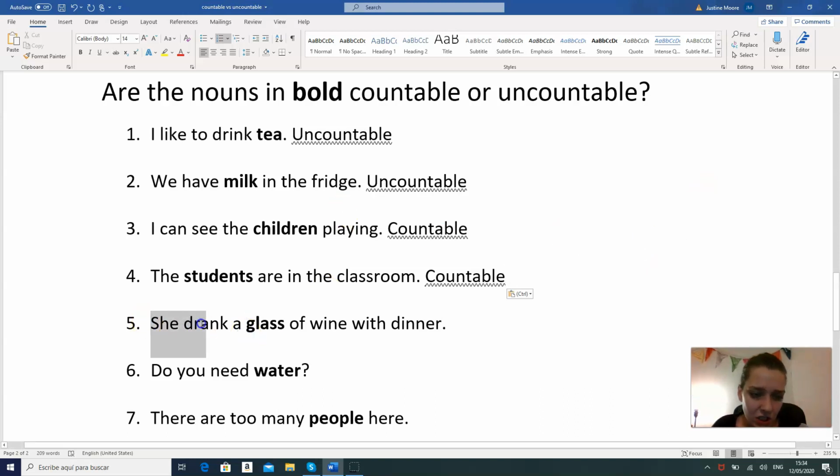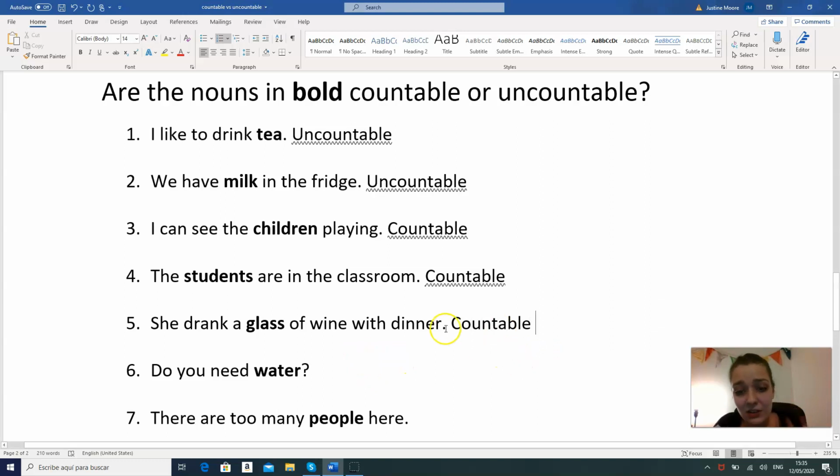Next, she drank a glass of wine with dinner. And the noun is glass. I'll give you a second. So is glass countable or uncountable? She drank a glass of wine with dinner. We know what a means, right? A or an means 1. So it is countable.